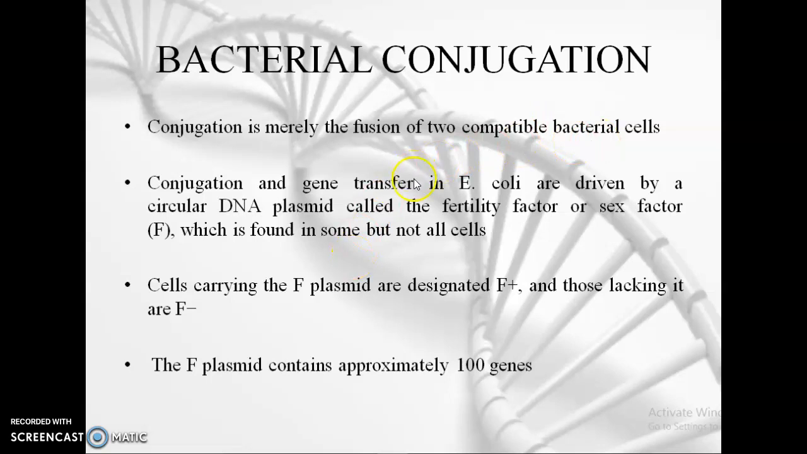And conjugation and gene transfer can only occur if there is a circular DNA plasmid called the fertility factor or the F factor or the sex factor, which is found in some cells but not necessarily in all the cells. So only if there is an F factor can conjugation and gene transfer occur. And the cells that carry this F plasmid are designated as F plus, and those lacking it are called F minus. And the F plasmid contains about 100 genes.